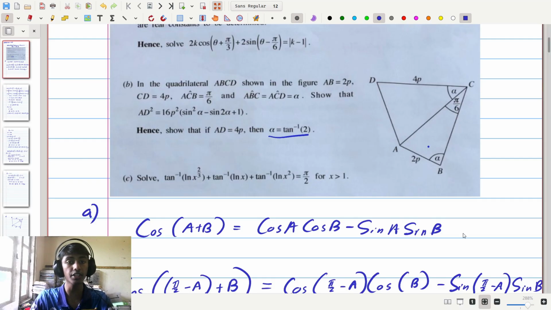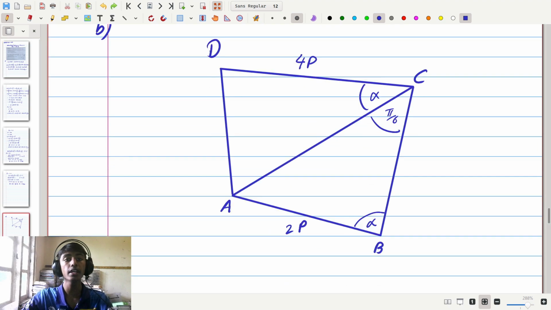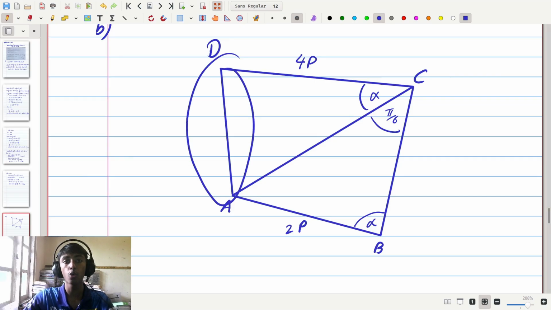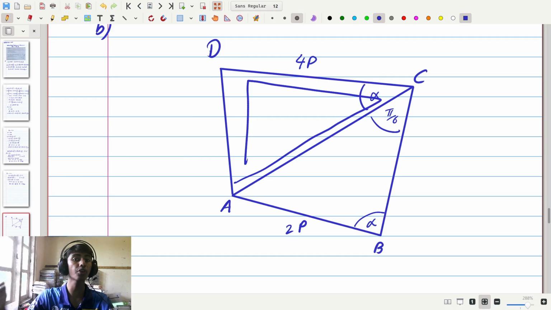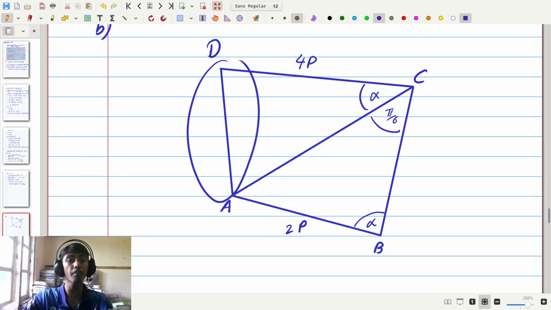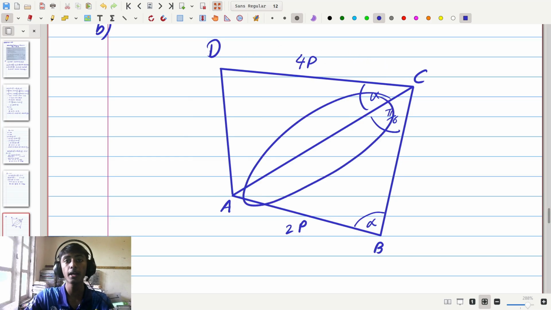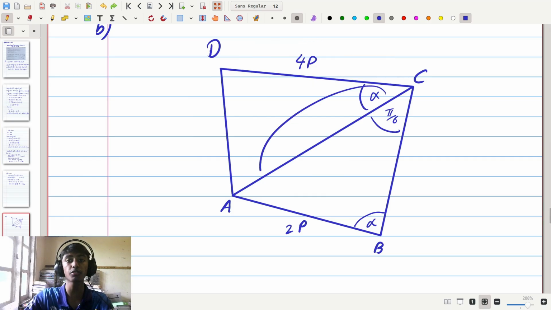Now considering this, what we have to do here is to apply the sine rule and cosine rule to these triangles. So going down, in order to find AD squared, we could apply the cosine rule to the ACD triangle, because the cosine rule states that the square of any side length is going to be equal to the first side length squared plus the second side length squared minus 2 times the first side length times the second side length times the cosine of the angle between them.